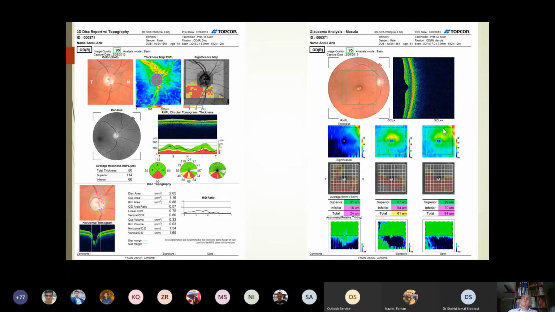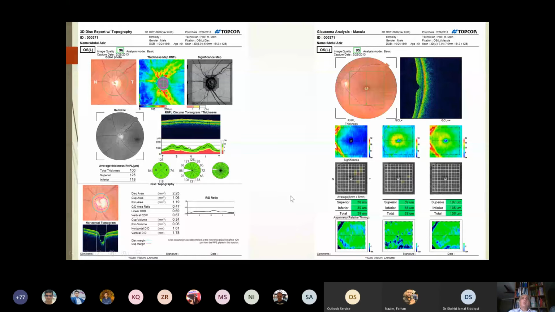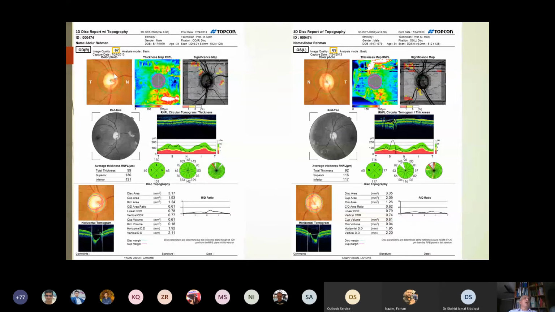So what we discussed was ganglion cell analysis is very critical to be used in myopic patients with peripapillary atrophy or retinal nerve fiber thinning, which you typically see in these patients. This is another patient. Let's look at the cup to disc ratio. Here the rim looks thinner superiorly, and there is cupping of the optic disc.